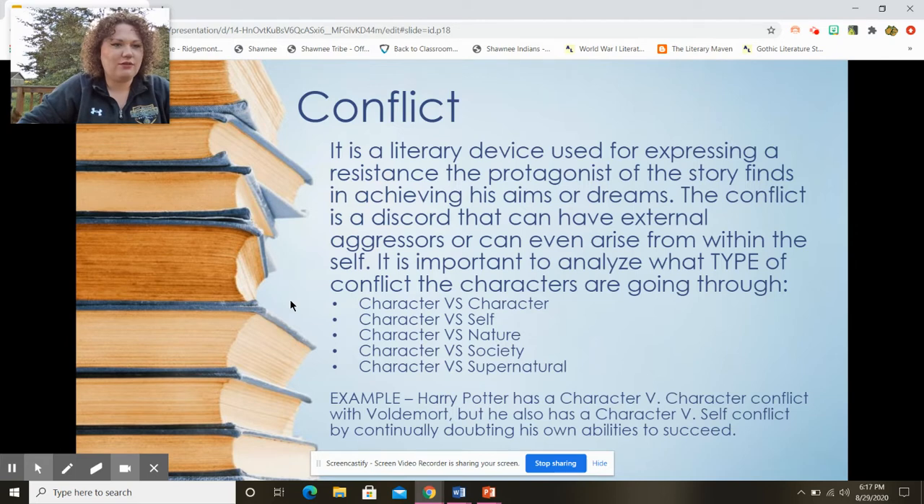Then you have character versus self. So this is when the protagonist themselves is fighting with themselves in their own head. They can't come to the conclusion, they can't achieve what they want to because they're fighting within themselves.